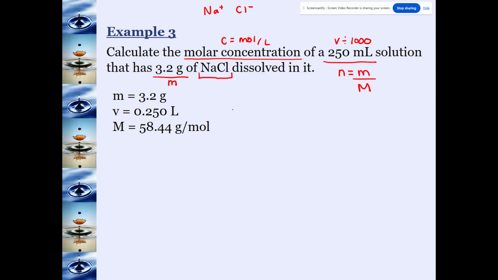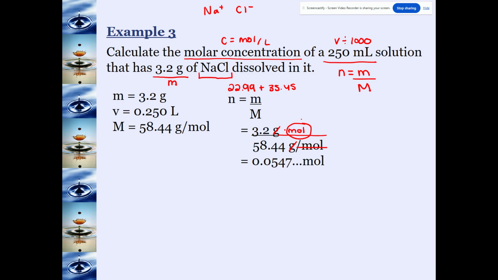Our molar mass would be 1 sodium and 1 chloride, so it would add up to 58.44 grams per mole. Remember again, sodium is 22.99 and chloride is 35.45. So that adds up to the 58.44. So if I find my moles first with mass over molar mass, I have 3.2 grams divided by 58.44 grams per mole. Remember, when you have a denominator in the denominator, it actually moves up and becomes part of the numerator. So my grams cancel and I'm left with moles on top.